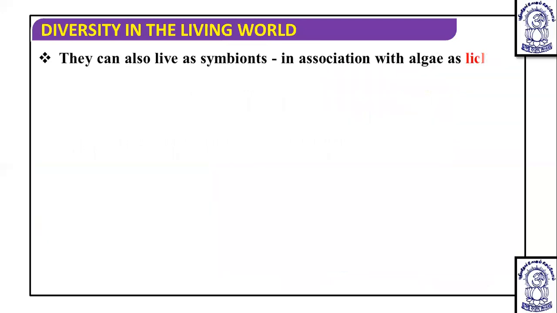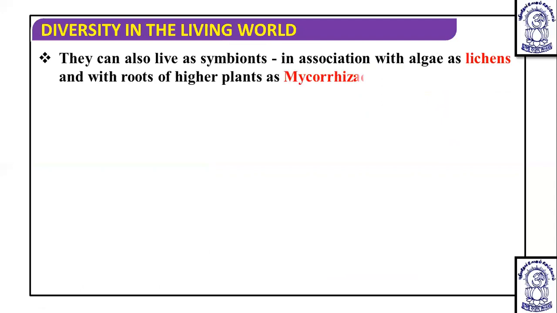It is known that they can live symbiotically as well. If you talk about nutrition, they can be saprophytic, they can be parasitic, and they can live symbiotically in association with algae, and then they are known as lichen. If they are found symbiotically in association with the roots of higher plants, that is mycorrhiza. So lichen is a symbiotic association of algae and fungi, and we will study this lichen in detail in the end part of this chapter.